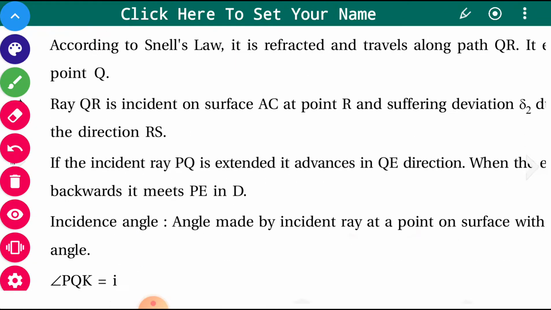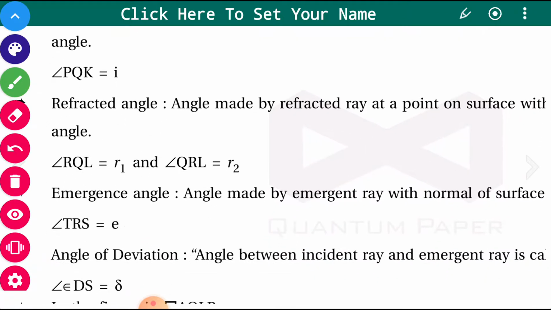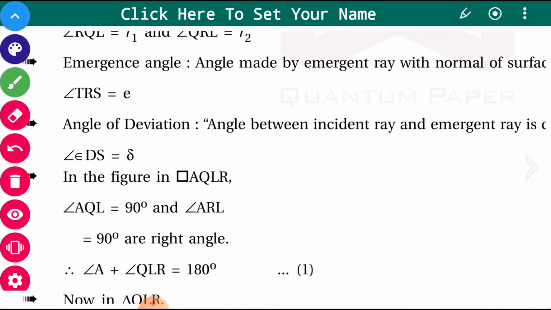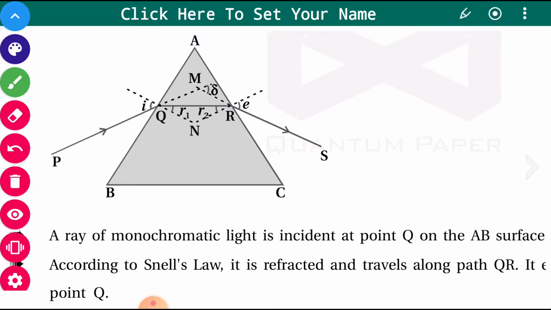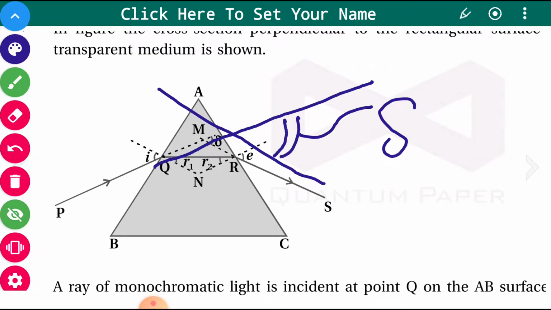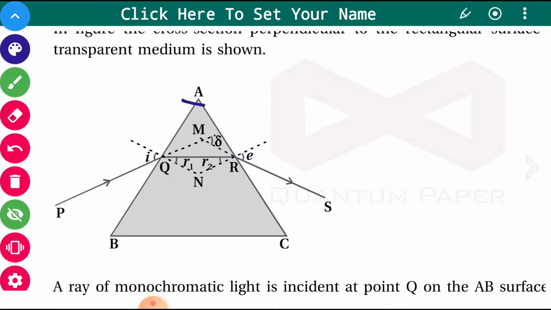Now, the different things are explained in this figure. Now you can consider the quadrilateral AQLR. I am showing it here: quadrilateral A, Q, L and R. This is the point L. So this quadrilateral I am talking about.